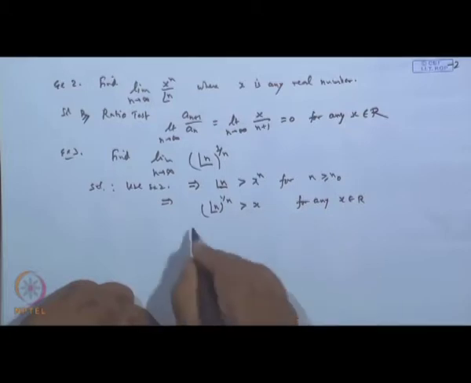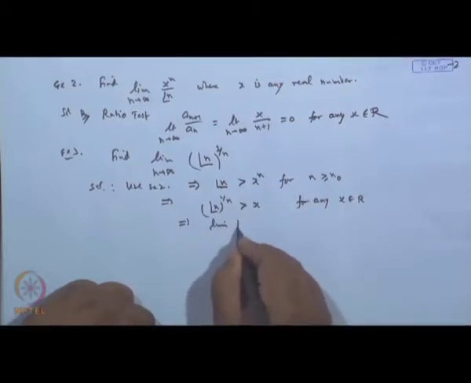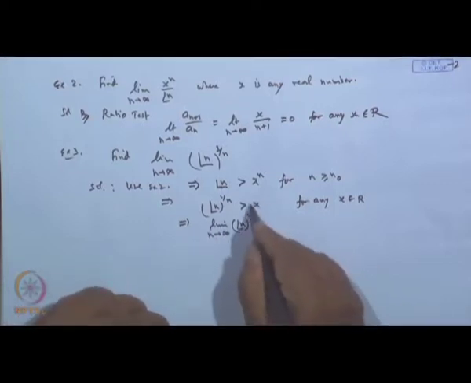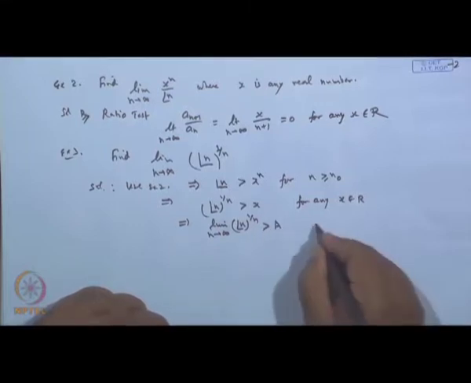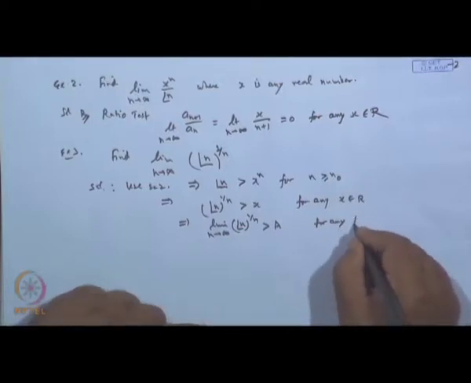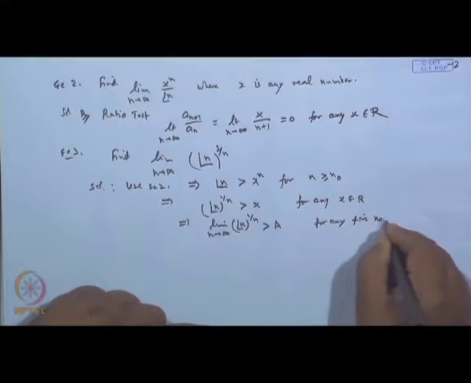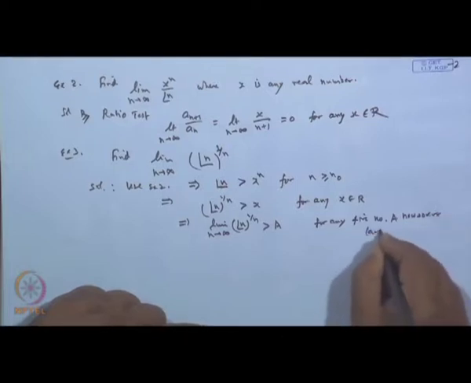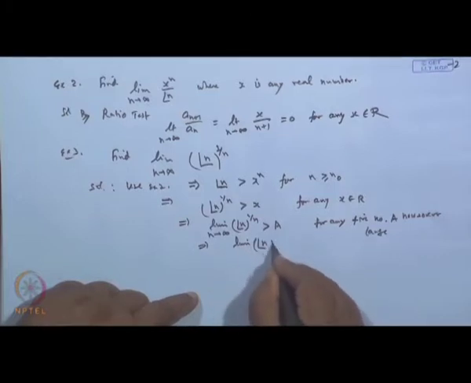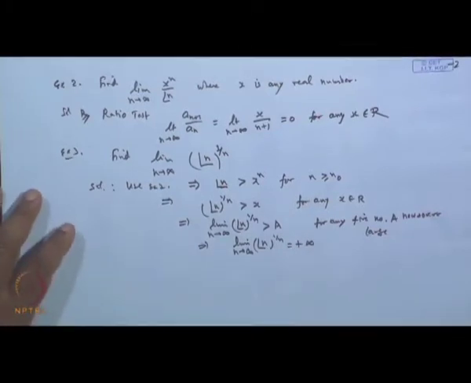It means the limit of this factorial n to the power 1 by n as n tends to infinity will exceed any number a, for any positive number a howsoever large, and this shows that the only possible limit is infinity. The limit of this will be infinity. So, it follows from this. Okay.